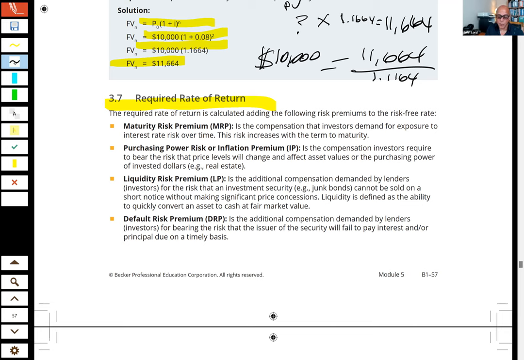Now, the risk-free rate of return is sort of the benchmark. Risk-free rate of return is basically whatever the rate of return is on a government security, and it's often a 10-year treasury that they'll use as the risk-free rate of return. The idea being that the federal government will not default on its debt.